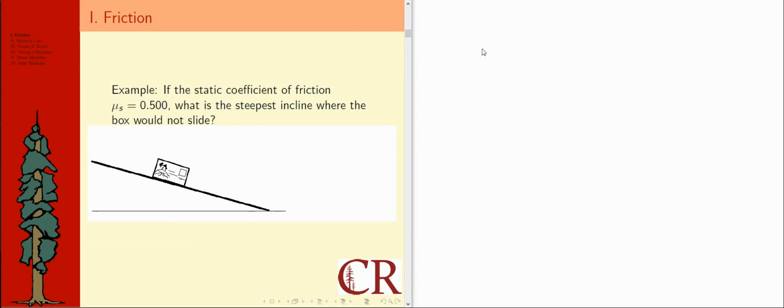Probably we already have a sketch there, so I'm just going to start with an FBD and see what happens here. I always like to start with the force of gravity, so I'm going to start there. I think there has to be a normal force.